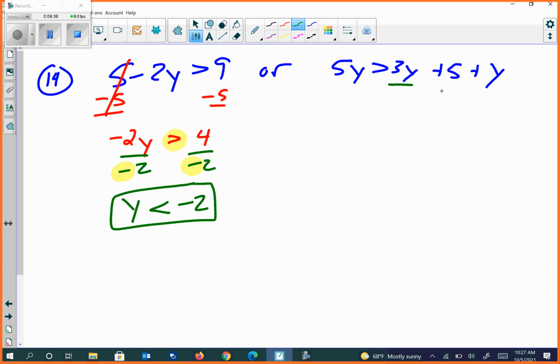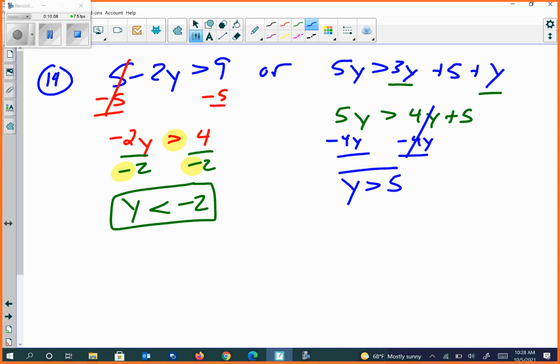On the other side, I'm going to combine my two like terms before I start moving anything. And then what should I do from there? No, I want the y by itself. I don't have any like terms on either side right now. Subtract 4y. Yeah, you want y by itself, so let's start moving the y's around. So 5y minus 4y is 1y. 1y is the same thing as y. So y is greater than 5.